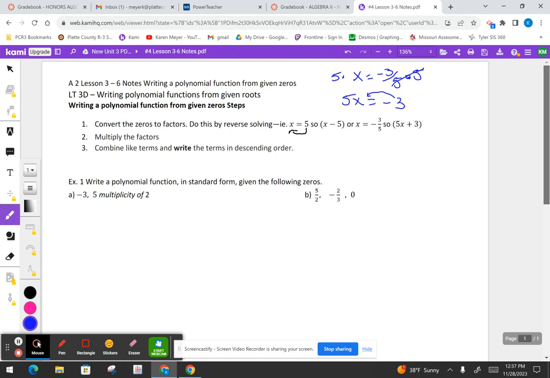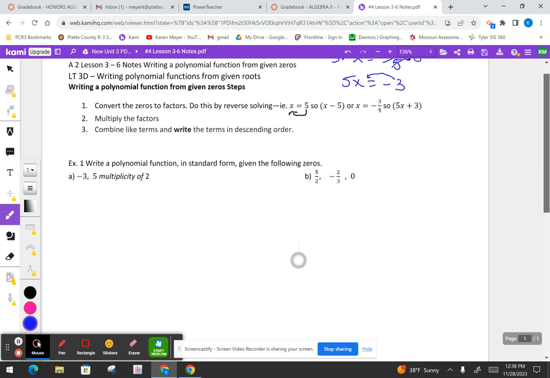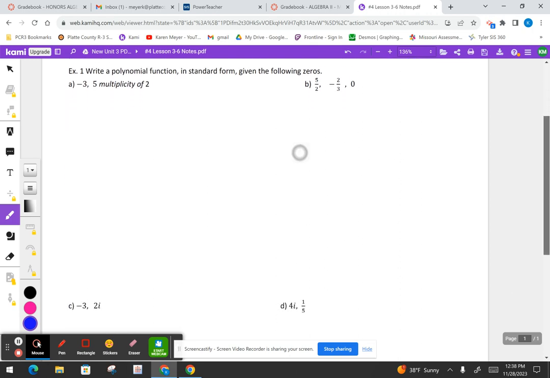Once you have them written as factors, they'll be in parentheses. Then you can start working on multiplying them with the box. And once you've done your multiplication, you just combine your like terms. And remember to always write your answer in descending order. So let's scroll here and get started.